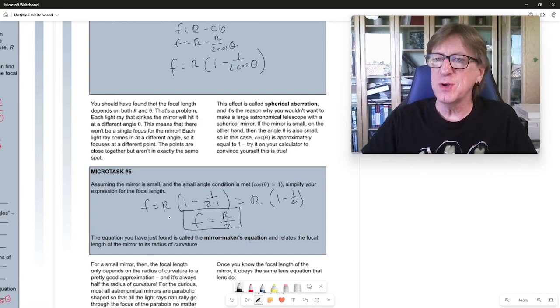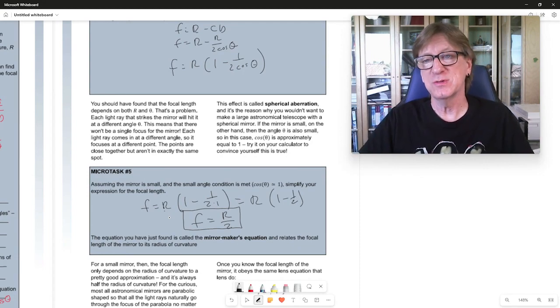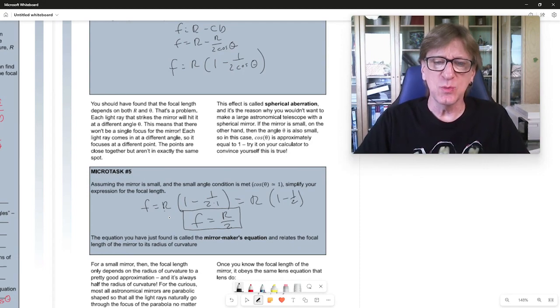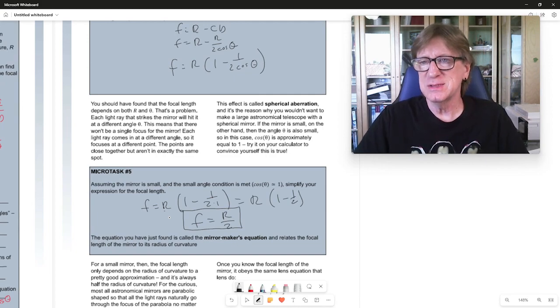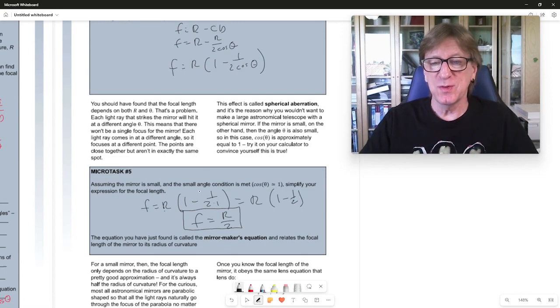The focal length of the mirror is always going to be half the radius of curvature. And so this is called the mirror maker's equation. Remember our assumptions, though. We're assuming that theta is very small. But for a spherical mirror of the kind that you're going to use in everyday life, it's a pretty good approximation. So it's going to hold. So that one's worth keeping in your flipbook.